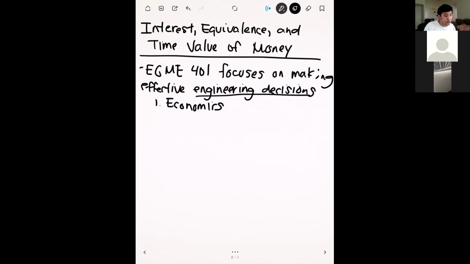So your engineering projects should be economically sound. It shouldn't bleed your company dry of money. Okay.